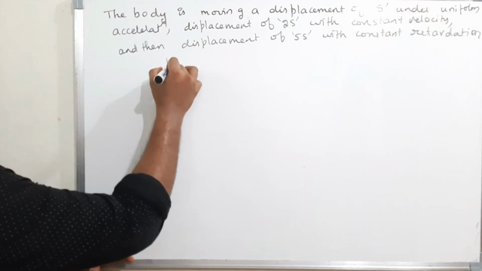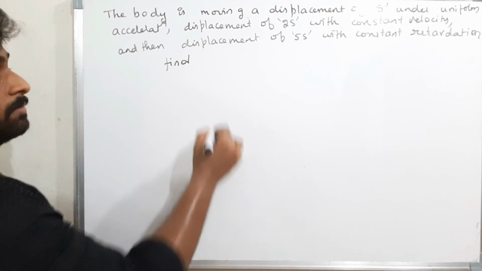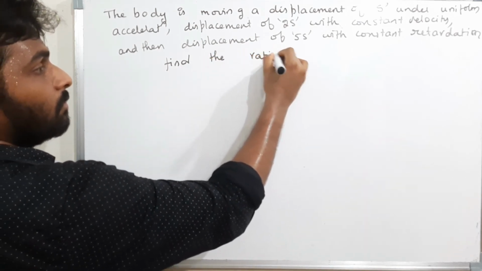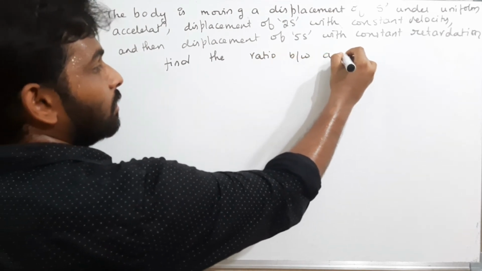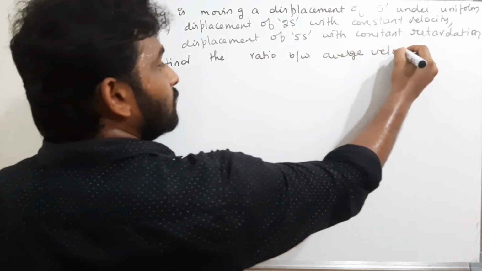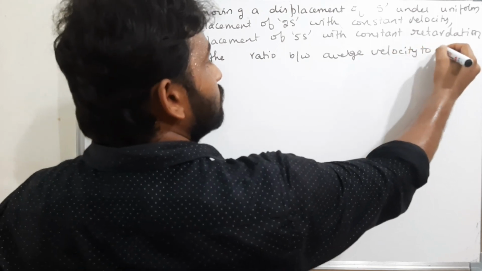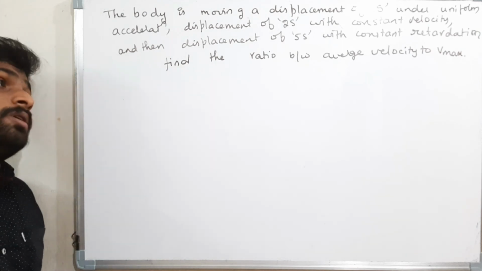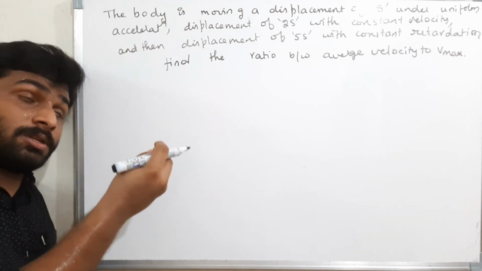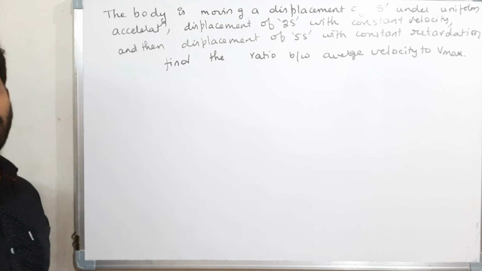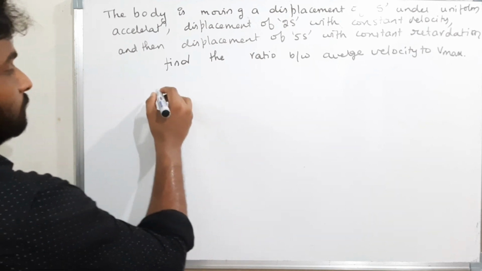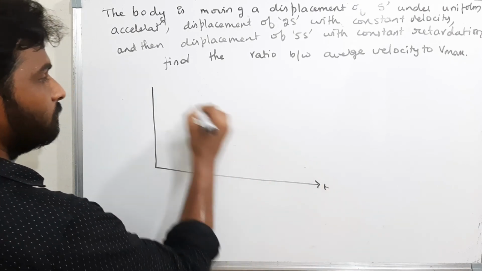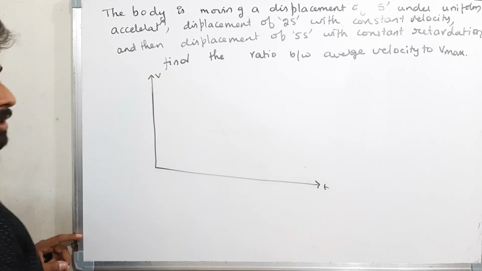Now they told us to find the ratio between average velocity and maximum velocity. That is the question. Now how to find this? See here, observe carefully. I am drawing a VT graph.